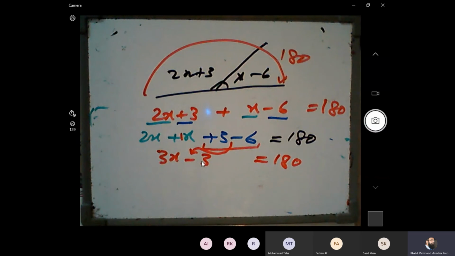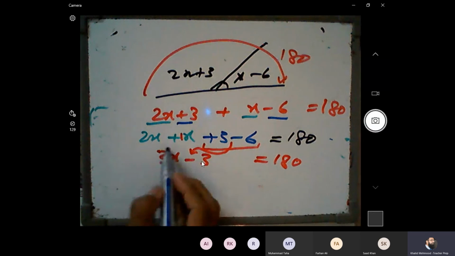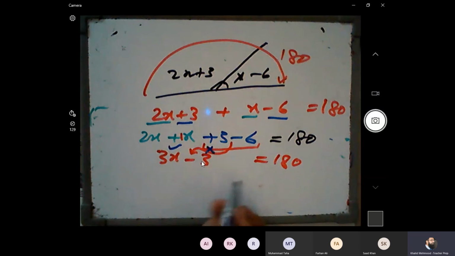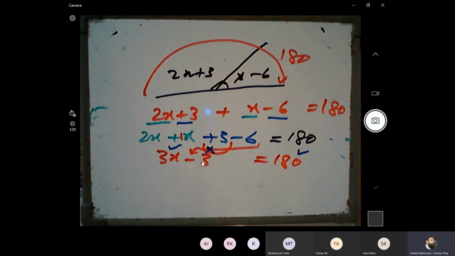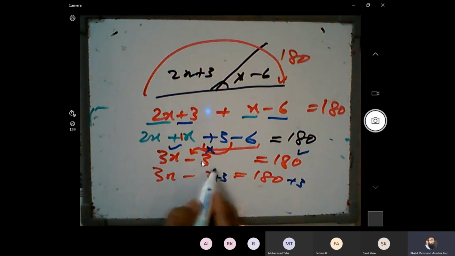Now we'll be looking for the right place and wrong place. This is a variable, right place. A number at the variable side is the wrong place. A variable at the number side is the wrong place. A number at the number side is the right place. So we'll be dealing with this number now. We'll write that 3x minus 3 is equal to 180, and to deal with minus 3 we'll be dealing with plus 3. Because of the equal sign we'll do the same thing on the other side. So it gives us cancellation of minus 3 and plus 3. So we have only 3x is equal to 183.